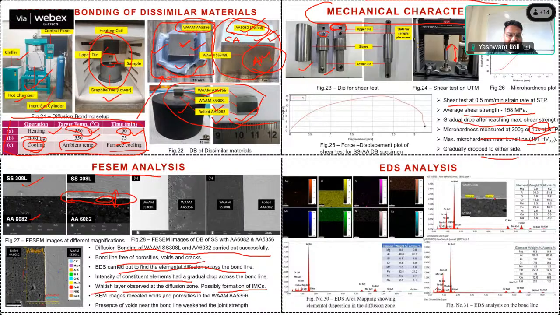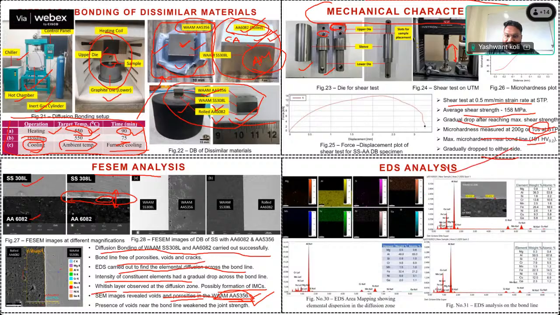Then SEM images revealed voids and porosity in this, that I have already told, the failure of our first experiment with 5356. Due to these SEM images, these higher porosity levels we have visibly checked, and due to these porosity only this deformation has taken place. So presence of voids near the bond line weakened the joint strength. For joint strength, the bond line should not have any porosity or voids.